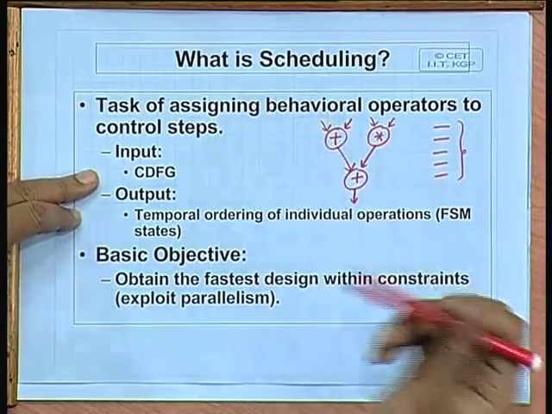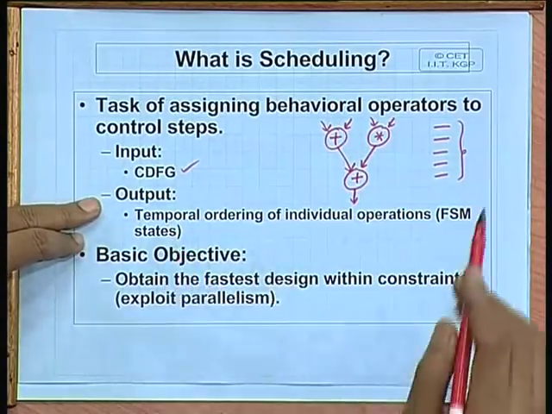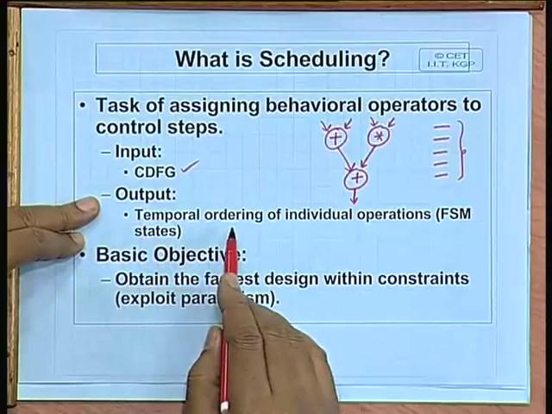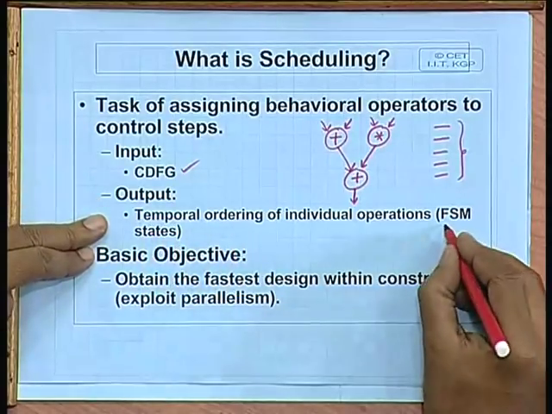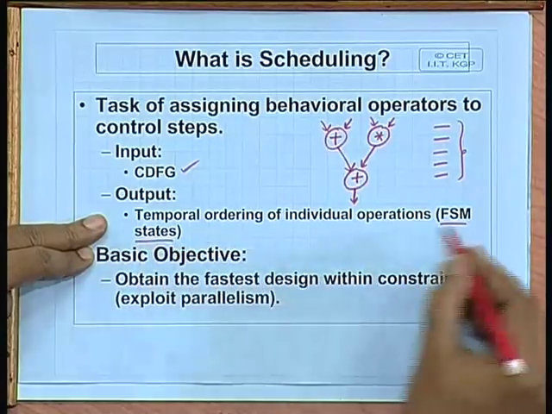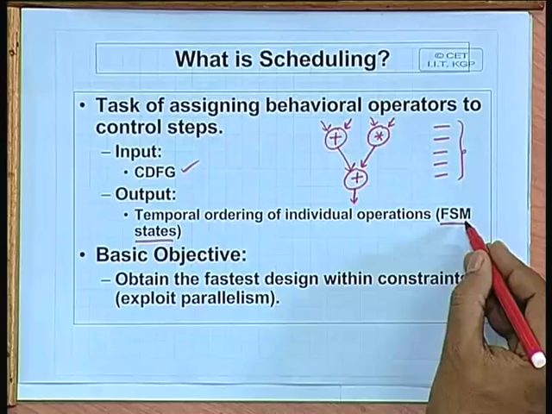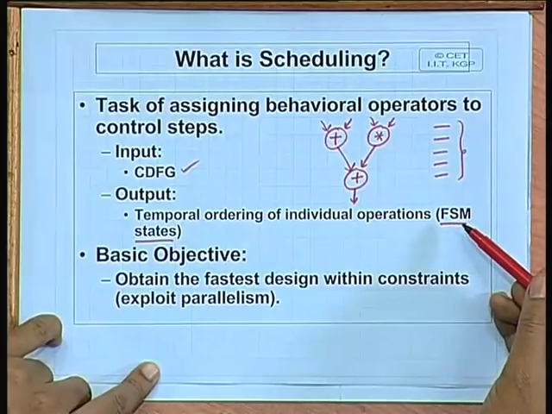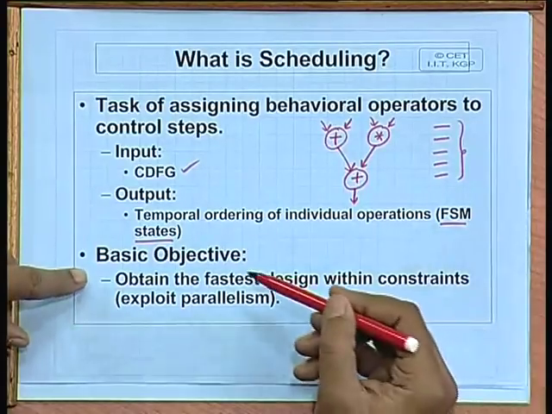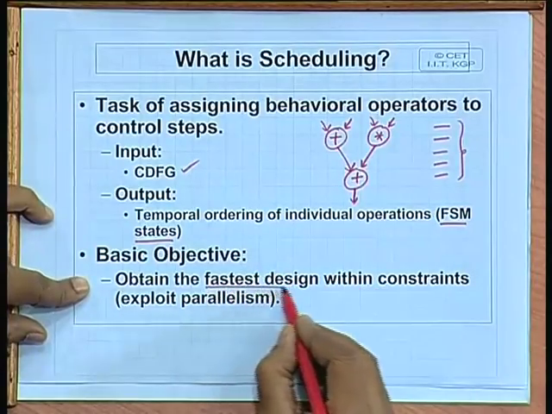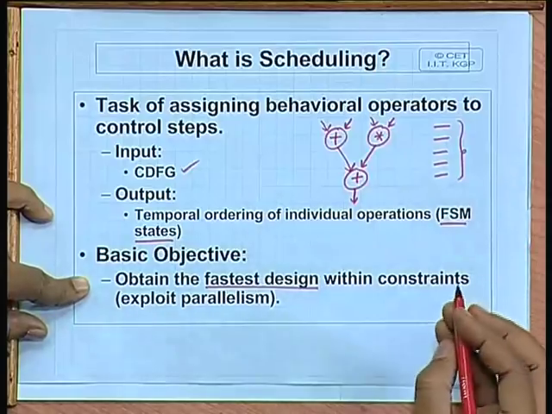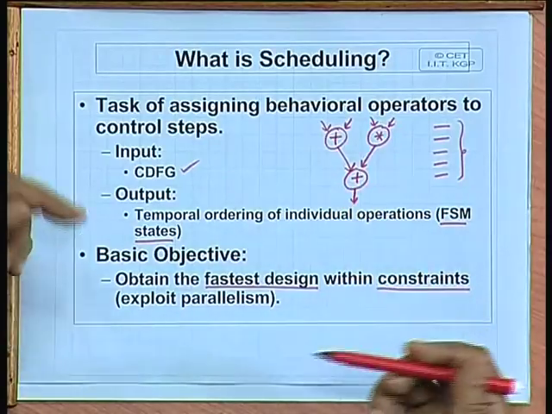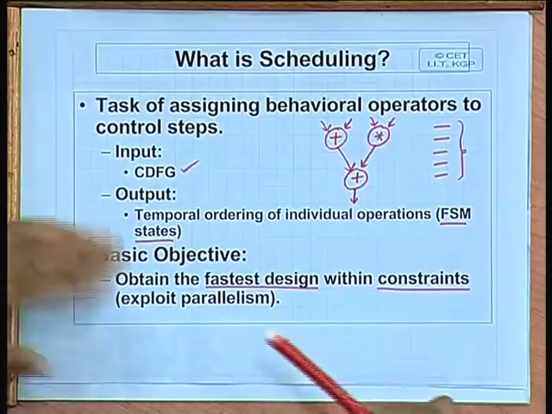For scheduling, input will be a CDFG, of course, and output will be some kind of ordering of the individual operators in terms of time. It is a temporal ordering. Now this ordering of time will immediately give us information about the states of the finite state machine which represents the controller. So this is our objective, to obtain a specification from where the FSM can be designed or synthesized directly. Obviously our objective is to obtain the fastest design which will take the minimum number of clock cycles. Of course there can be some constraints like the number of available resources, or if you want maximum parallelism, that's a different story.